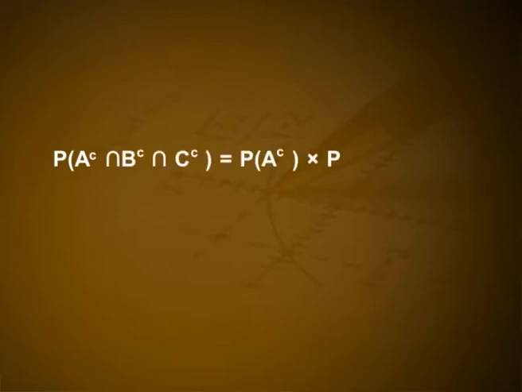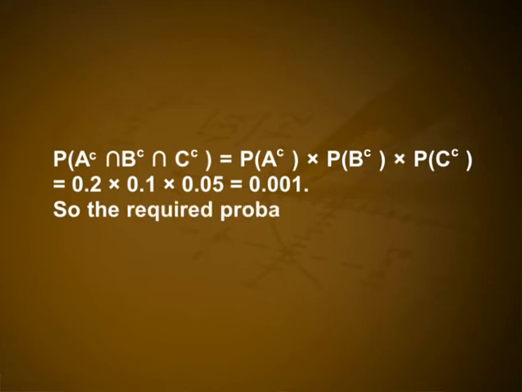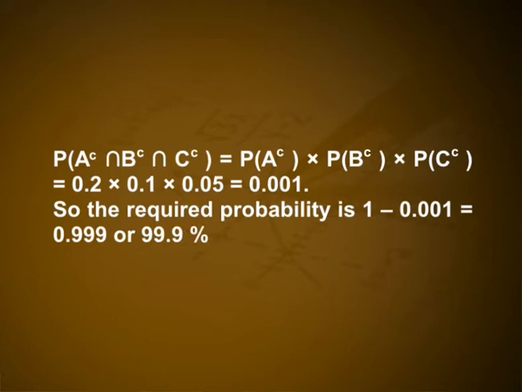It is the probability of the complement of A complement intersection B complement intersection C complement. Now, P of A complement intersection B complement intersection C complement equals P of A complement into P of B complement into P of C complement equals 0.2 into 0.1 into 0.05 equals 0.001. So, the required probability is 1 minus 0.001 equals 0.999 or 99.9%.